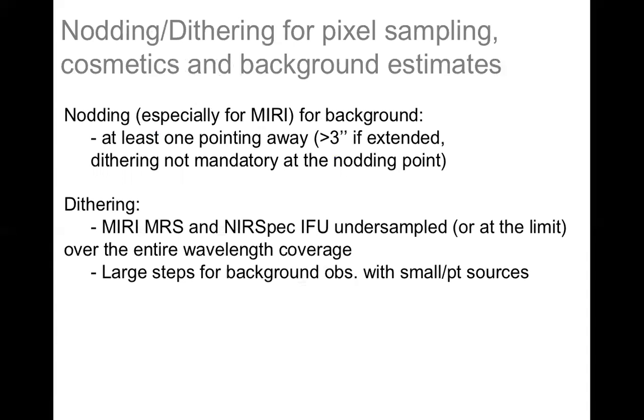Jittering is highly recommended as well. The MRS on MIRI and the IFU on NIRSpec are undersampled, so you have to jitter if you want to recover a good sampling. You can also use some very large steps with the jittering patterns if you have very small or compact sources for background observations.